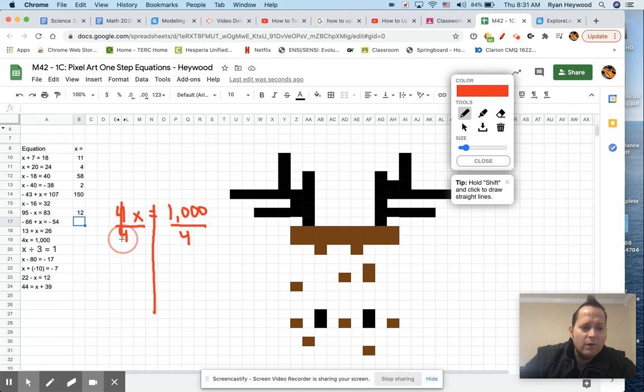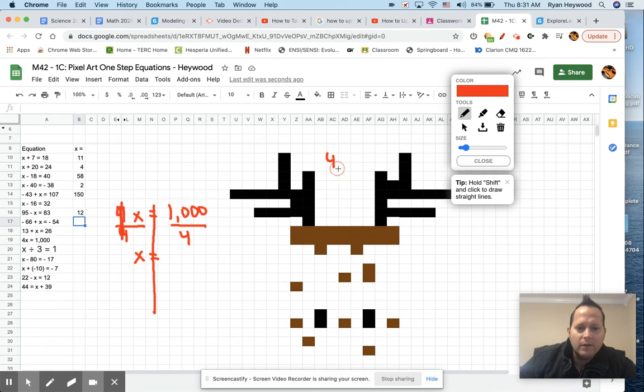4 divided by 4 is 1. 1 times x is just x. That's called the identity property of multiplication. 4 divided by 4, well, that's the identity property of division, that anything divided by itself equals 1. And that equals 1,000 divided by 4.